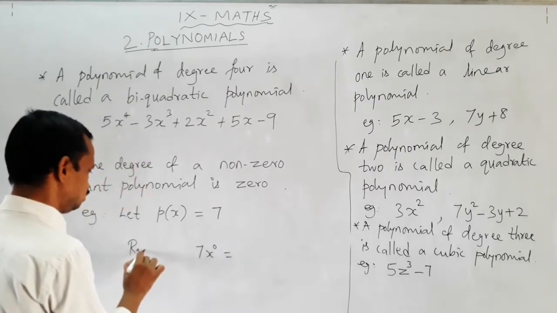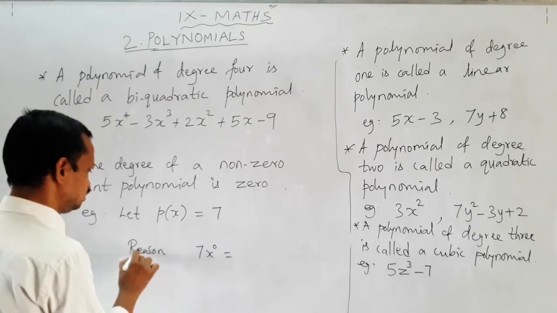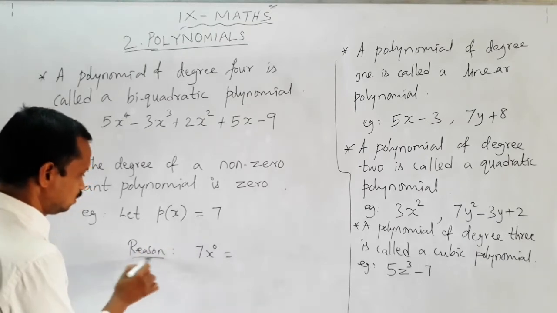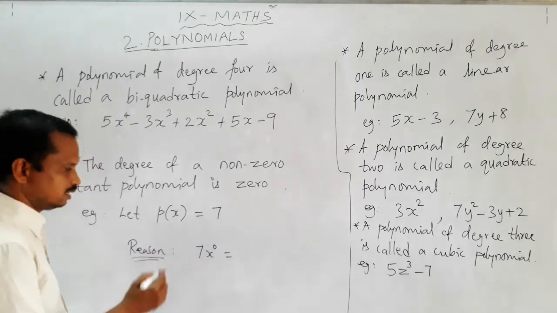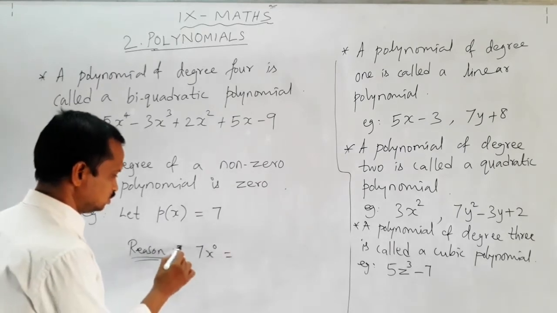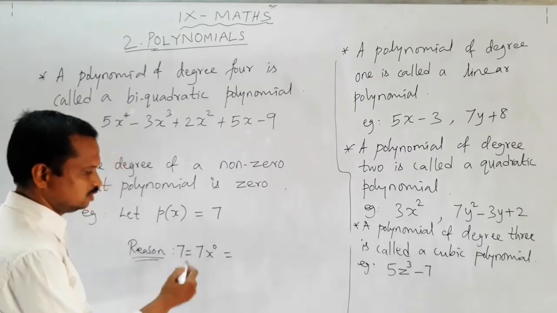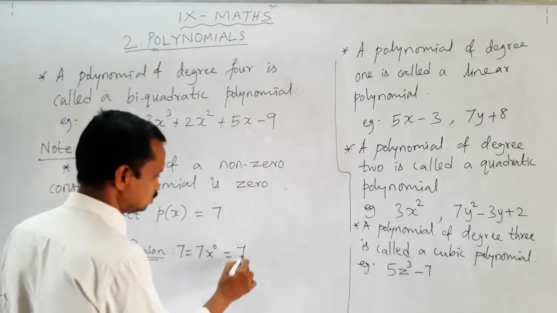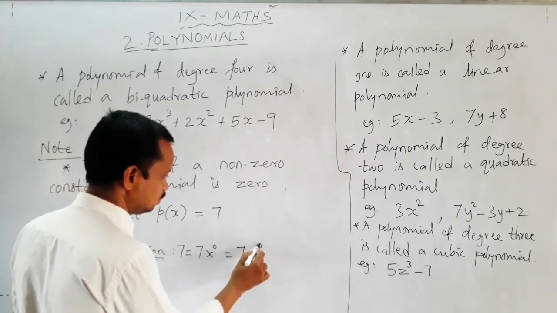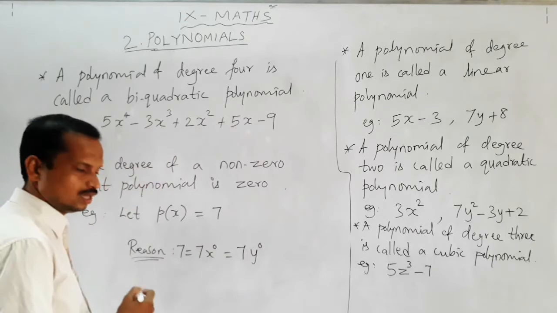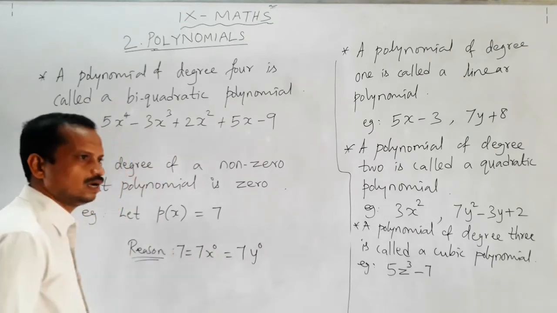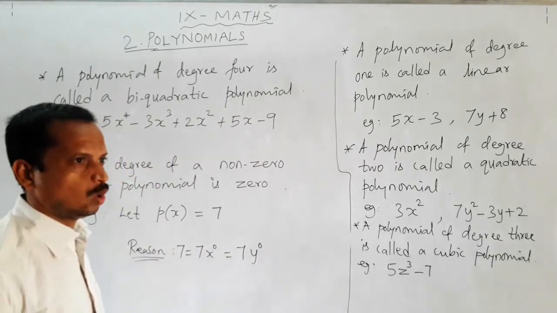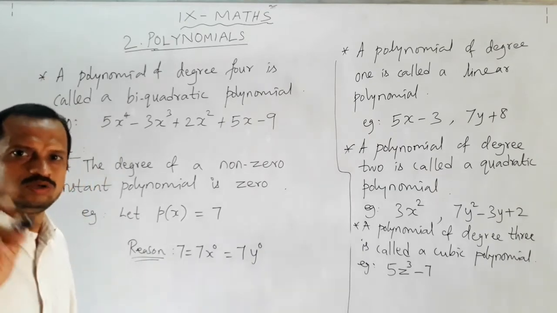Reason you have to take as reason. 7 you can write as 7 into x power 0, or 7 into y power 0. So like that, anything we can write. Why? Because any number or any variable whose exponent is 0, the value is 1, that we know.